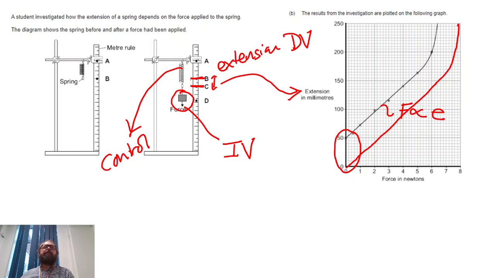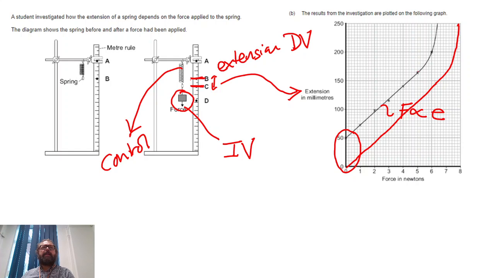So although this graph is the correct shape, it's not in the right position. A mistake has been made. We could say there's been a zero error because they haven't measured from the right points, and that error applies to every single point on the graph. So we would need to take away 50 millimeters from every one of these results to make the graph correct for this experiment.